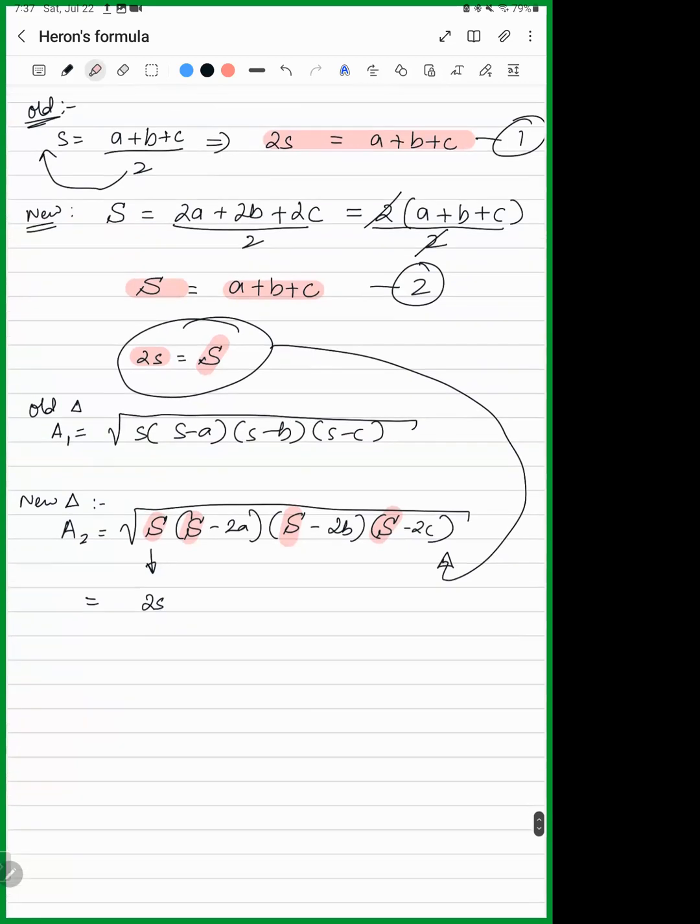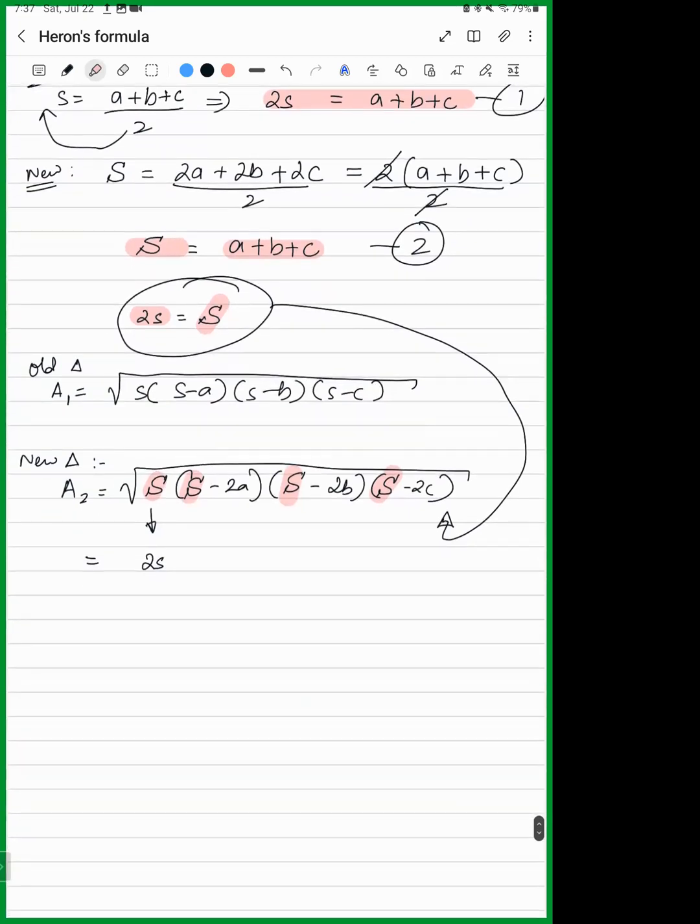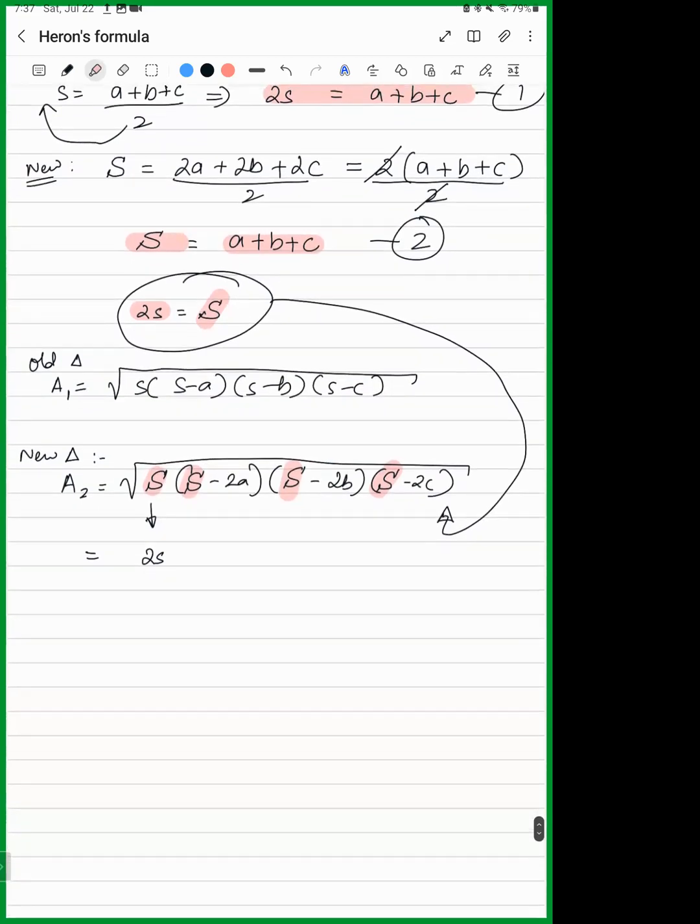Now, for the old triangle, the area is going to be what? s into under root, s into s minus a into s minus b into s minus c. Now, for the new triangle, the area is going to be, we wrote it as A2, capital S into capital S minus 2A, capital S minus 2B, and capital S minus 2C. So now this S can be replaced with this 2s. Capital S can be replaced with twice of small s. So that's what we have done here.